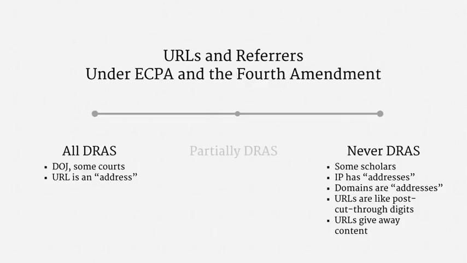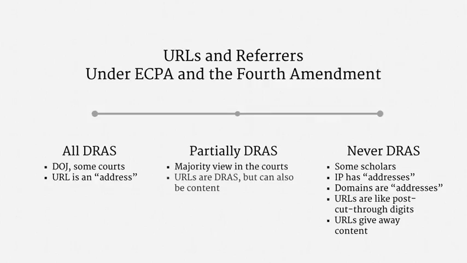The third view is in the middle. It says that URLs and referrers are partially DRAS. I think it's fair to say that this is the majority perspective in the courts. The idea is that URLs and referrers are DRAS, but they can also be content. And as we saw, the content category trumps. There is some discussion in the Pen Register Act's legislative history, I would note, that supports this view. It seems to be potentially what Congress had in mind, to the extent Congress was actually thinking about the issue.